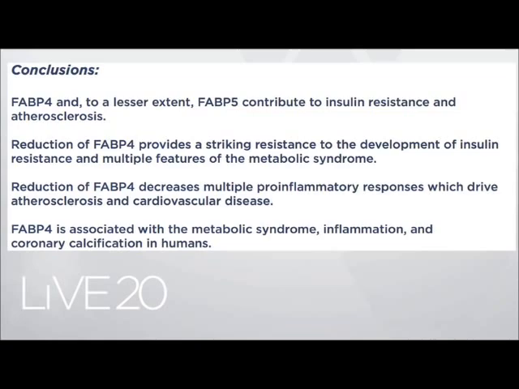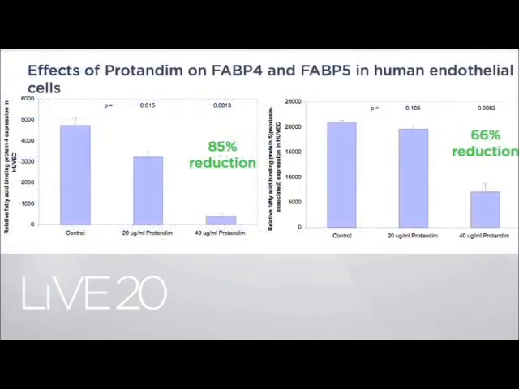What does Protandim do to it? On the left, you see the effect of Protandim on human cells in culture. The left bar is the control without Protandim. At two increasing concentrations of Protandim, you see an 85% reduction of this FABP4 gene product. The related one, FABP5, showed a 66% reduction in response to Protandim. The higher this gene is, the more likely you are to get metabolic syndrome, calcified arteries, and the related bad things that happen.